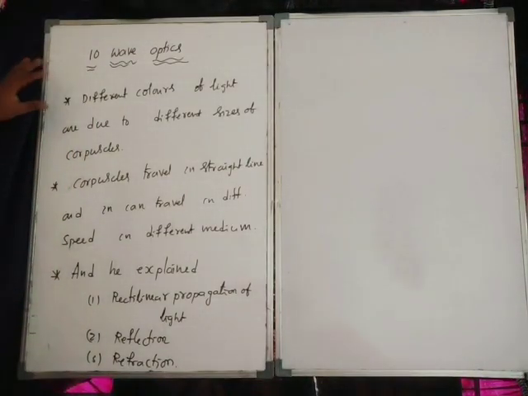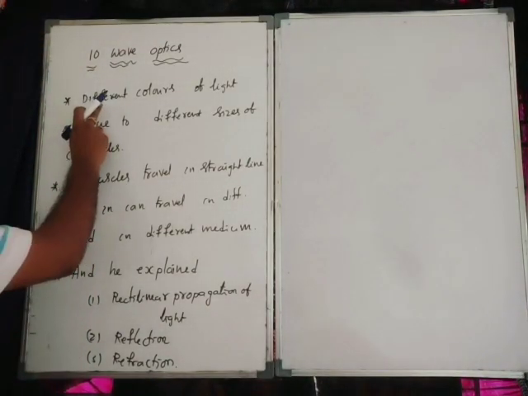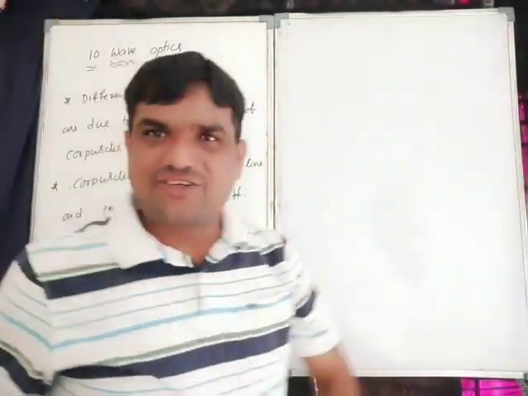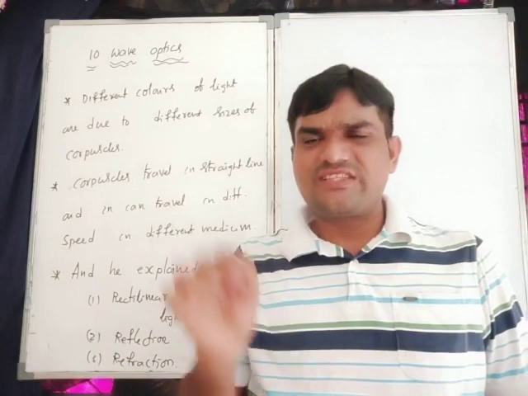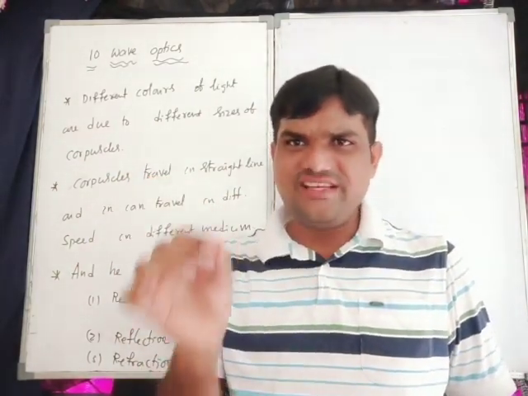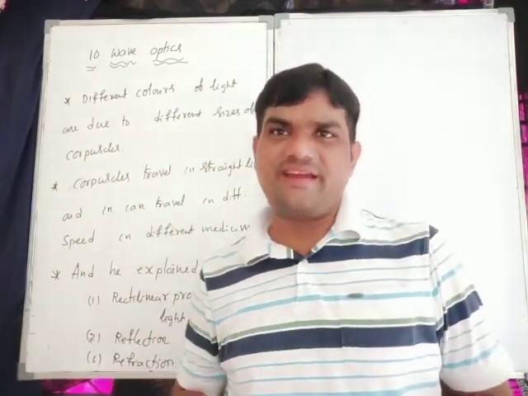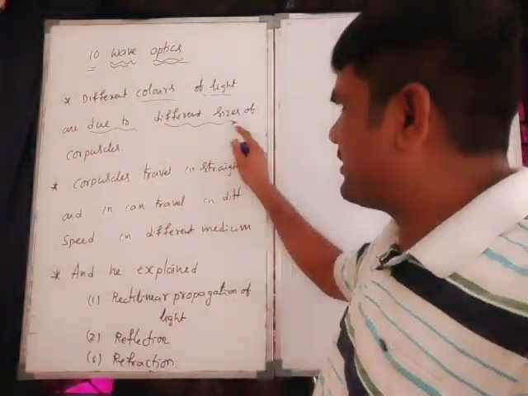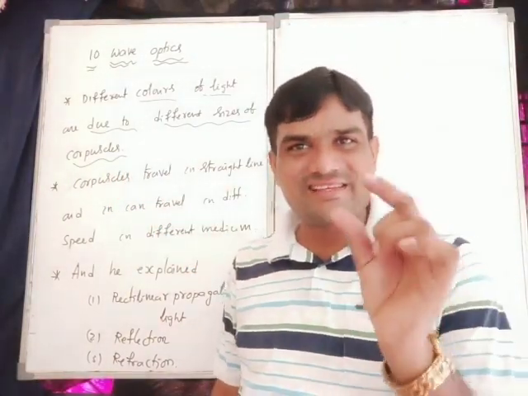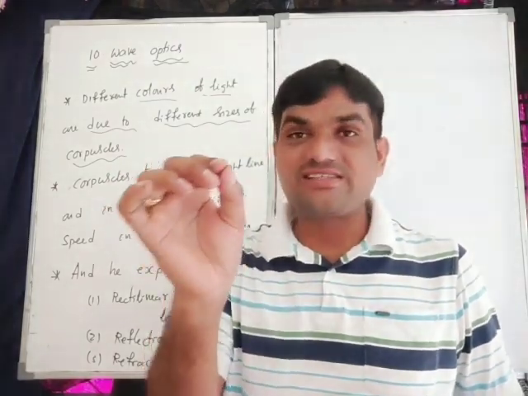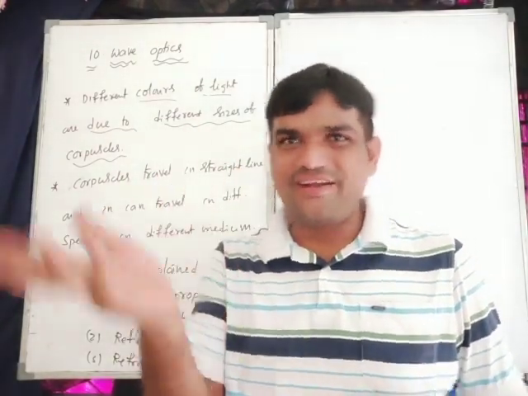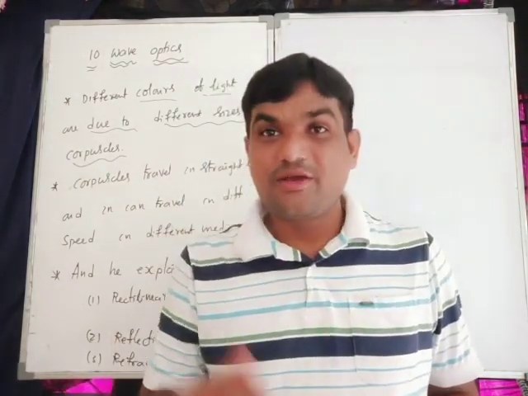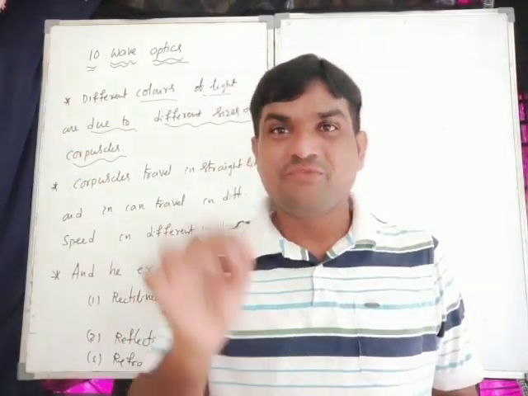And also he explained some points. And again, different colors of light are due to different sizes of corpuscles. Right, correct or not? So what is the question here? Why does the light have different colors? Why, sir, does the light have different colors? What is the reason behind that? For that purpose, he gave this explanation. Different colors of light are due to different sizes of corpuscles. The corpuscles have different sizes. That means wavelength. Because of different wavelengths, the light has different colors.